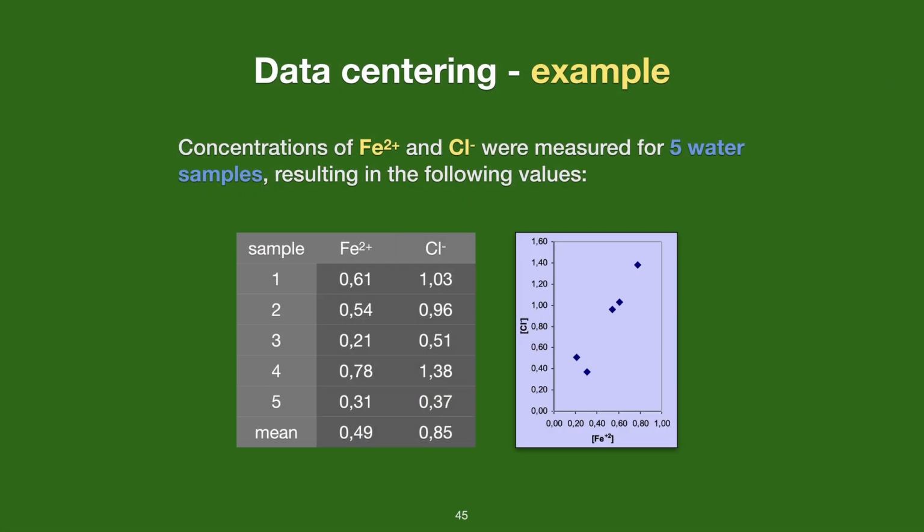Here we begin a concrete example. Concentrations of Fe2+ and Cl- were measured for 5 water samples, and the original values are shown both in a table and on a plot. The mean values are approximately 0.49 for Fe2+ and 0.85 for chloride. At this stage, the data are still expressed in their original coordinate system. So this slide gives us the before picture, and as always, the before picture exists mainly so the after picture can look clever.